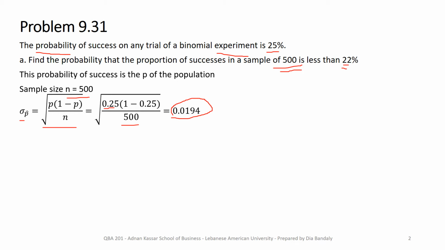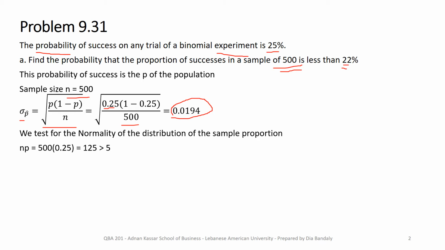0.194. So what can I tell about p bar? First, we need to find out whether it follows a normal distribution, right? Remember, we have a test for that. So let's test it. First, we find n times p, which is the sample size times the population proportion: 125, obviously greater than 5, and then n times 1 minus p, we get also 375. So yes, we are confident it's a normal distribution, so I can represent it like that.